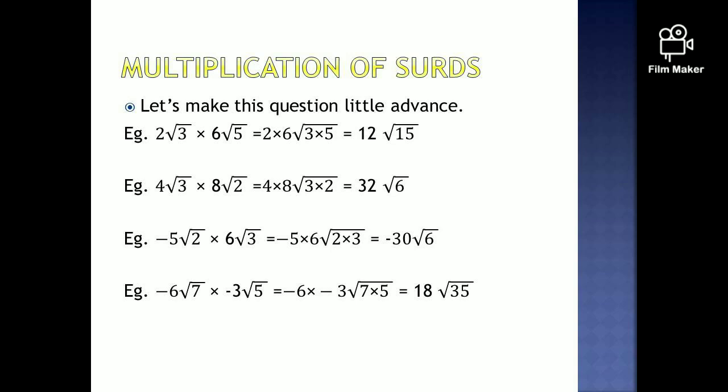Then if you want to simplify minus 6 root 7 into minus 3 root 5, the terms outside the square root are minus 6 into minus 3, and 7 into 5 are the terms within the square root. With that you will obtain the answer as 18 root 35.